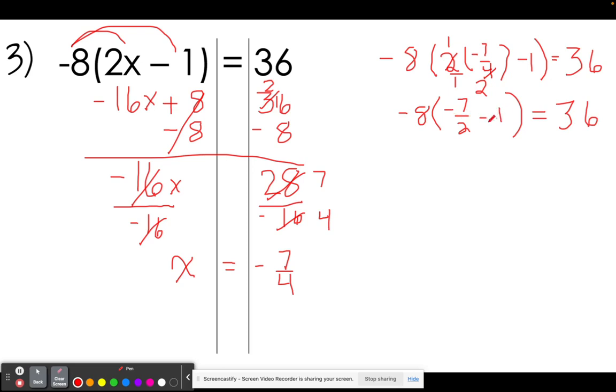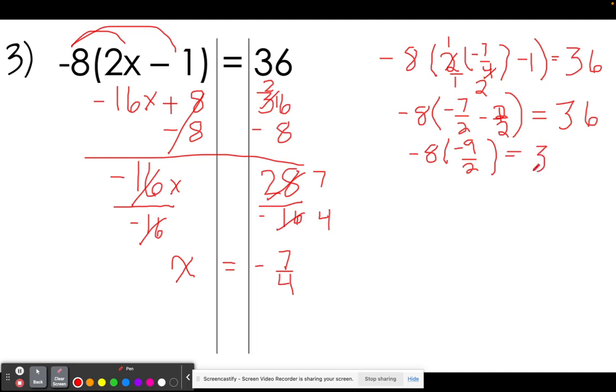Okay, I need to rewrite this negative 1 with the common denominator. I am going to use 2. So negative 1 is the same as 2 over 2. I kind of took the lazy way out of that, but it takes me so long to write on here. So now I have negative 8 times, what's negative 7 minus 2? That's negative 9 over 2. And does that equal 36?